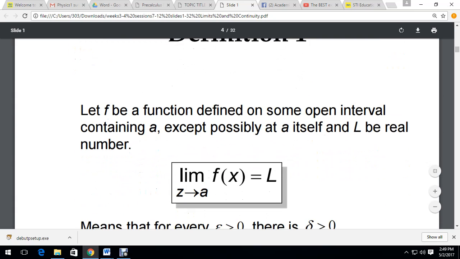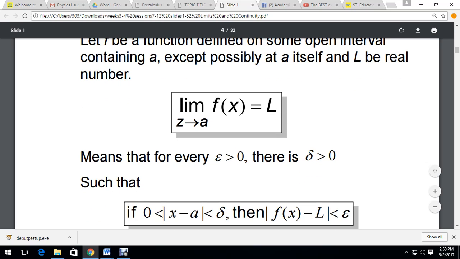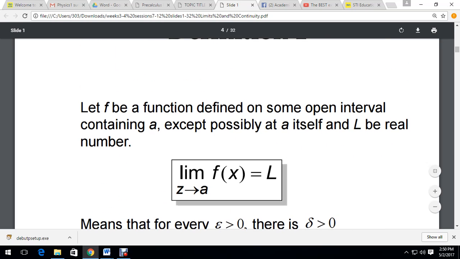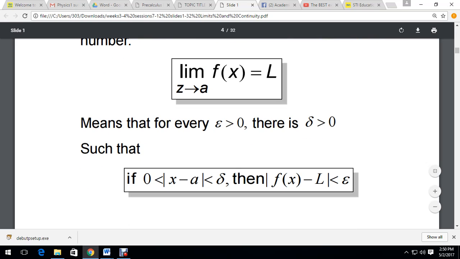So going through the definition again, knowing now what is meant by epsilon and delta: if you have a function f defined on some open interval containing a, except possibly at a itself, and L is a real number, the limit of f of x is equal to L as x approaches a means that for every positive epsilon, there exists a positive delta such that if the absolute value of x minus a is less than delta but greater than 0, then the absolute value of f of x minus L is less than epsilon.